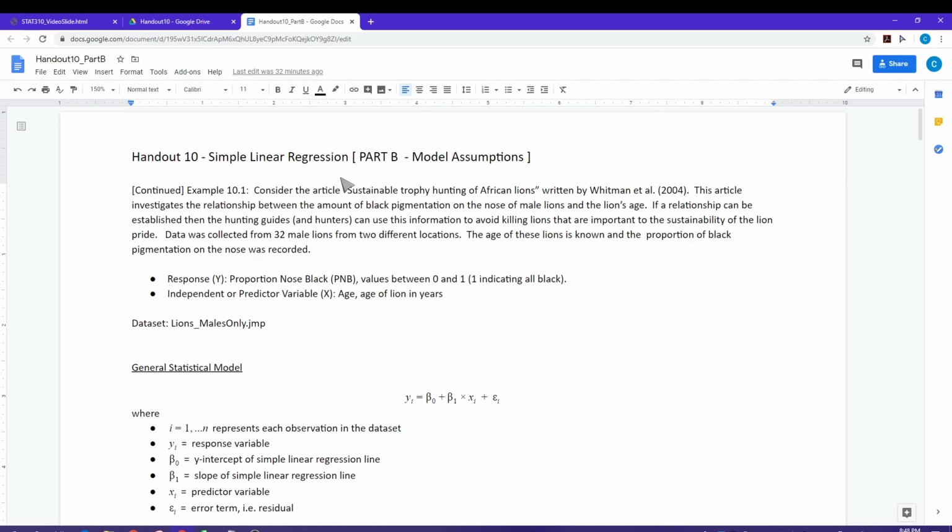Okay, in Part A, we considered the model and also the hypothesis tests and confidence intervals for the model parameters. Here we're going to talk about the model assumptions. So Part B discusses the assumptions for the model.